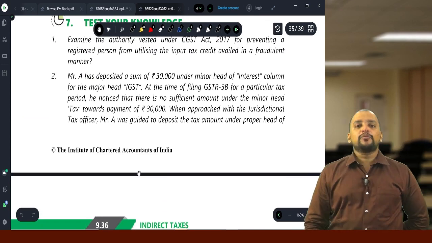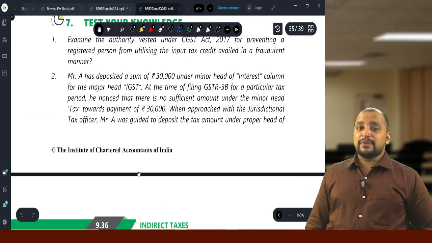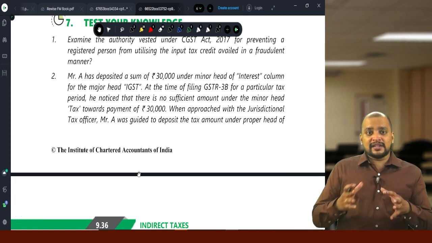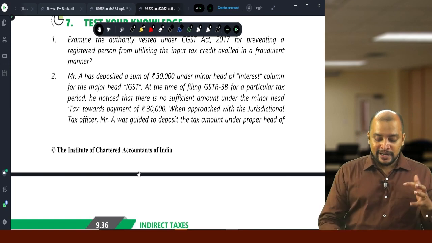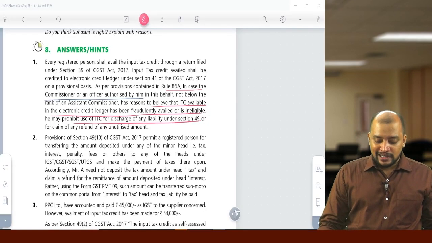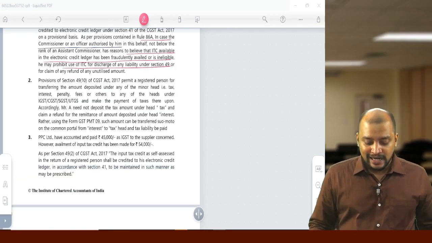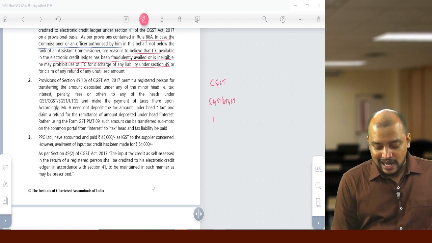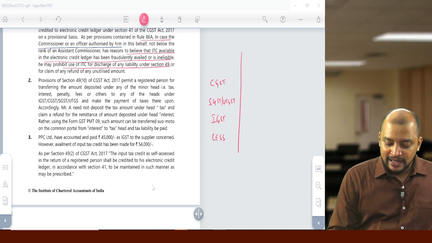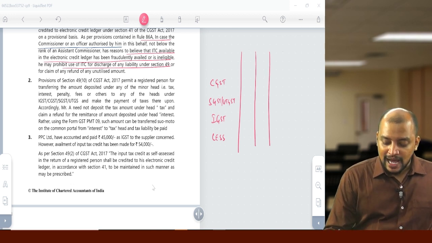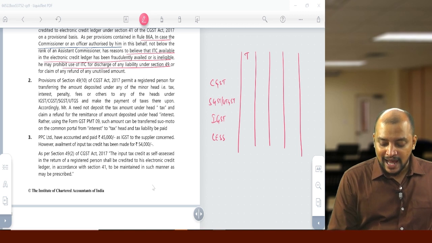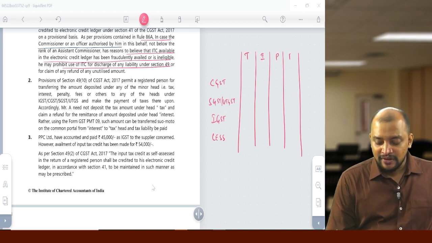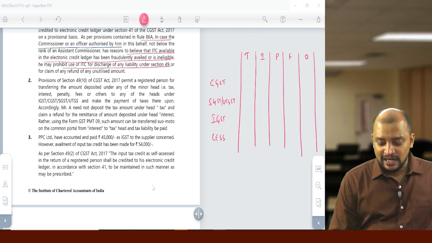Here we have a form called PMT 9. What is that PMT 9? It is used by a person who made a deposit into the cash ledger. So in total there will be 4 major heads and 5 minor heads in the cash ledger. What are those 4 major heads? CGST, SGST or UTGST, IGST and compensation cess. These are the 4 major heads, and the minor heads are TIPFO: tax, interest, penalty, fee and others. These are the 5 minor heads.